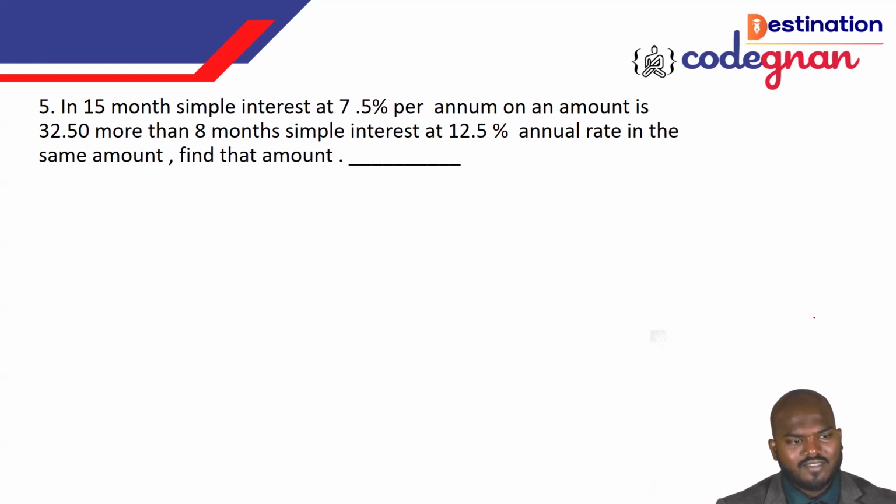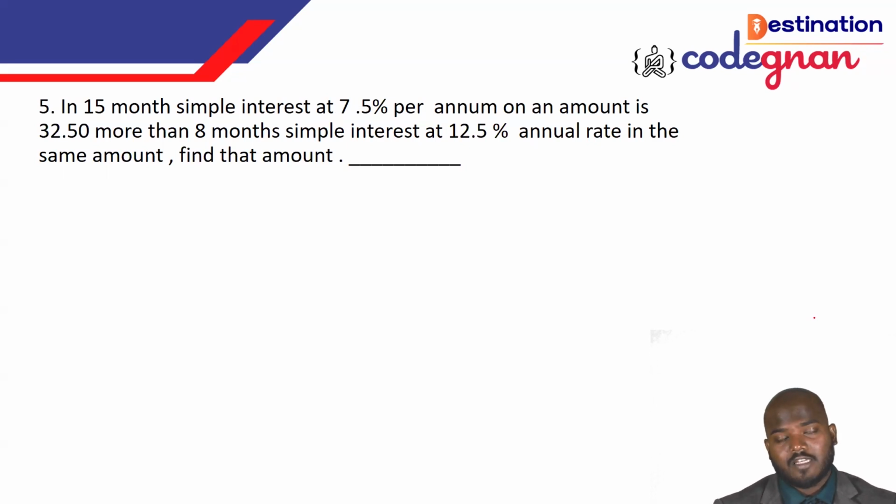So next question, you see this one: in 15 months, the simple interest at 7.5% per annum on an amount is 32.50 more than the 8 months simple interest at 12.5% annual rate on the same amount. So find that amount is what they are asking. Find that amount means we can call it the principal they are asking for here. Okay, so read it very, very carefully. Many people will make mistakes, because in every place we are using different terminologies to frame the logic.